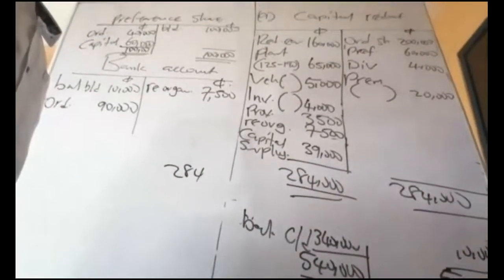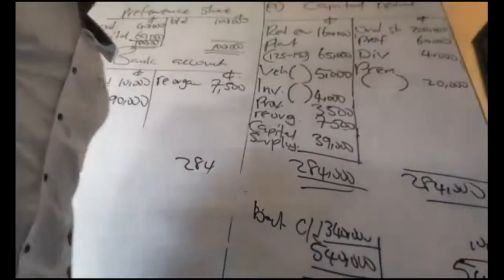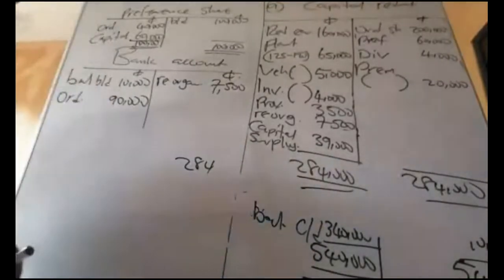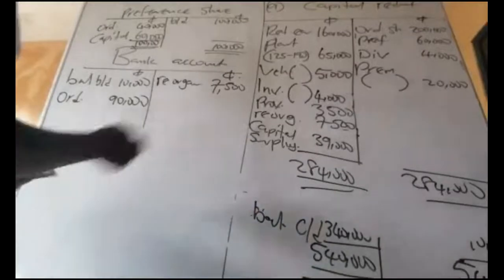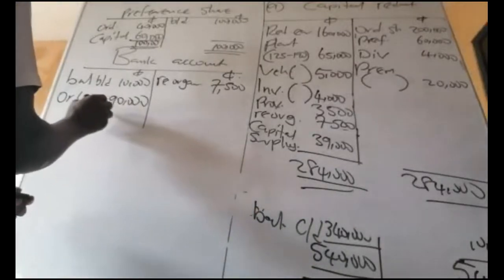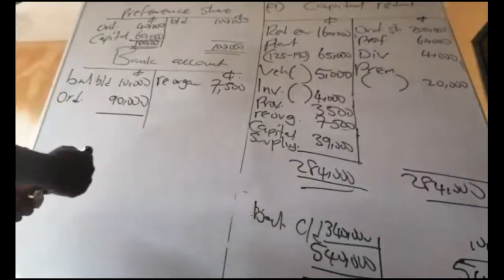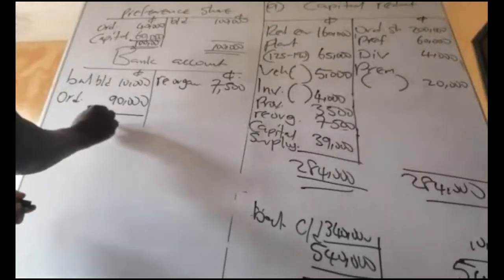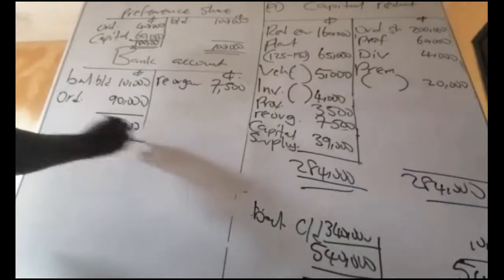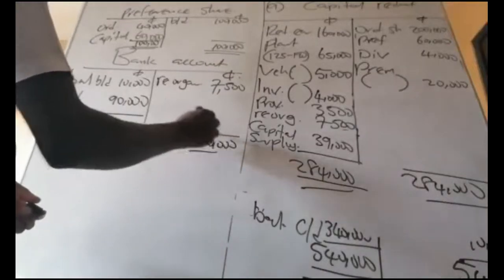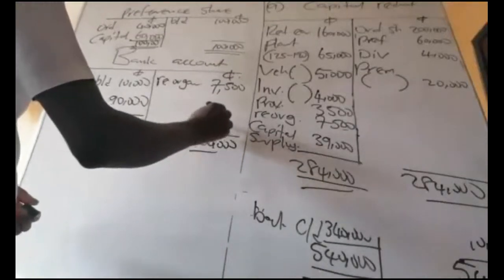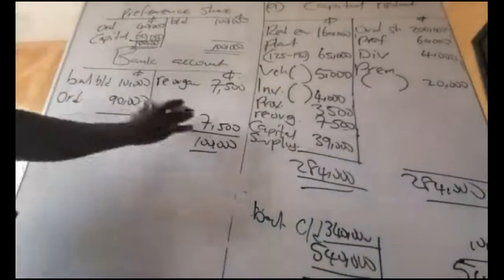Okay. So now let's go and balance the bank. Then we are done. Okay. So let's see. The bank will be 100,000. And here will be what? 100,000. Okay.